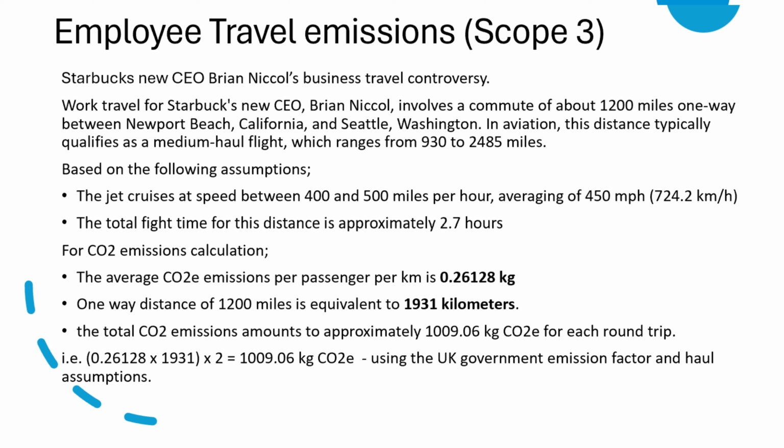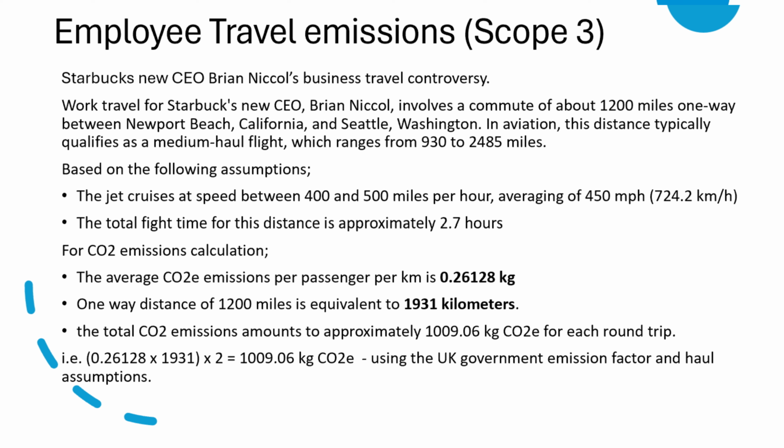So we are looking at the total CO2 emissions. We're multiplying 0.26128 by 1931, then the total value we multiply by 2. We are multiplying by 2 because it's a two-way. If it's one way, we would have just done the straight calculation. But because it's a two-way, we're multiplying by 2 and it's giving us 1009.06 kg CO2 equivalent.